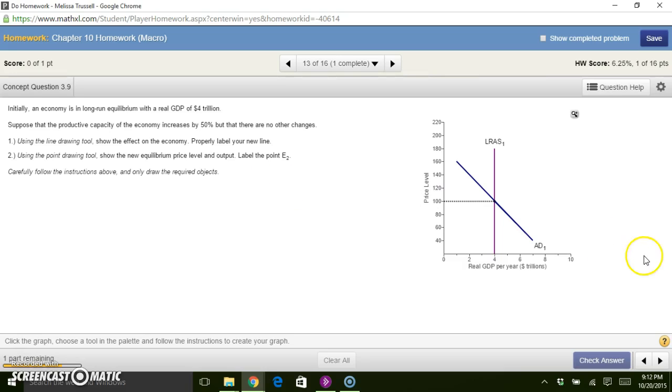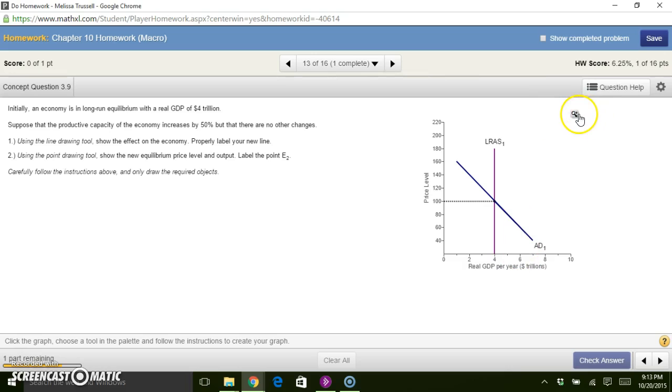It increases by 50% when it was previously at $4 trillion, our productive capacity, or our long-run supply. We're at $4 trillion. And if we want to increase that by 50%, 50% means half, right? So half of that $4 trillion is $2 trillion. So if we increase 4 by 2, we get $6 trillion. So our long-run aggregate supply curve is going to shift outward to show that it increases by $2 trillion.